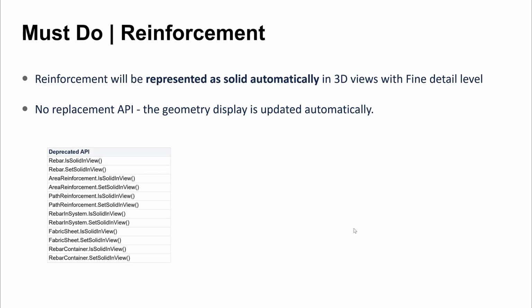There's also a change to reinforcement. So reinforcement by default will now be shown as solid geometry where it wasn't before and you had to turn on that capability. Now when you just switch to fine detail level in a 3D view, it will turn on automatically. There is no replacement API because this functionality just works automatically now, the way you'd want it to work and the way a lot of other Revit elements work. So there are a number of deprecated APIs that really don't have a replacement because they are no longer needed.